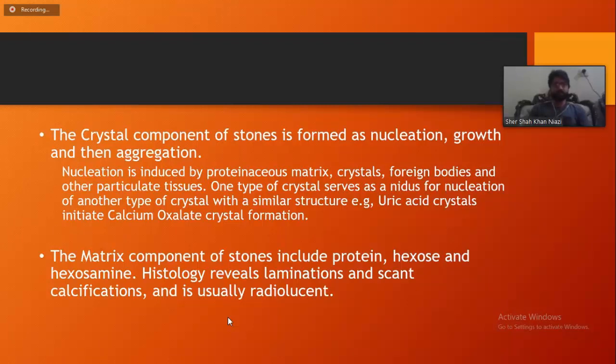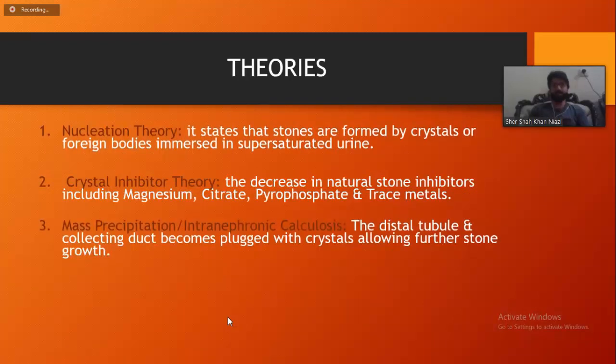Now, the theories behind stone formation include, first of all, the nucleation theory, which states that stones are formed by crystals or foreign bodies immersed in supersaturated urine. The other theory is the crystal inhibitor theory, which says that natural stone inhibitors, which include magnesium, citrate, and pyrophosphate, inhibit stone formation. The third is mass precipitation, also called intranephronic alkalosis, in which the distal tubule and connecting ducts become plugged with crystals, allowing further stone growth.